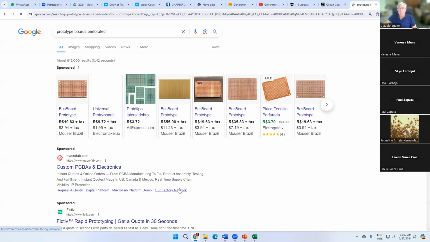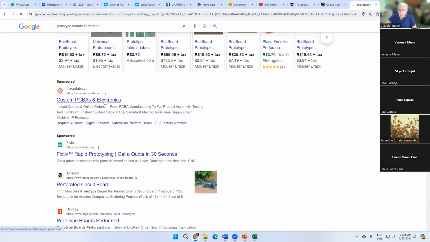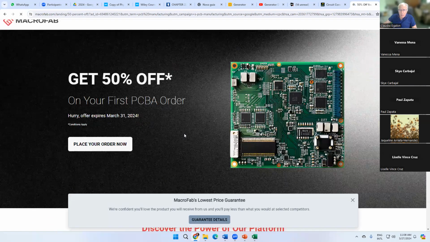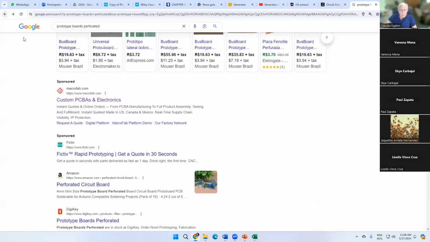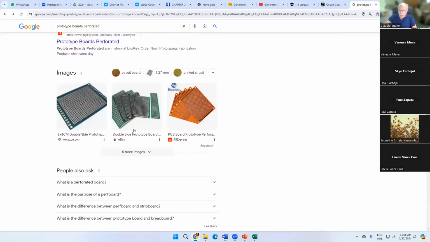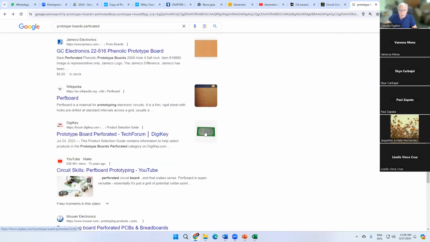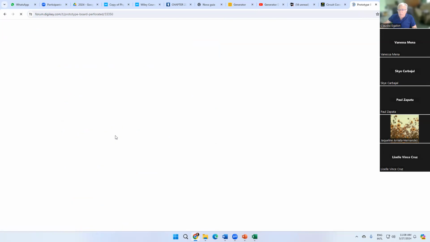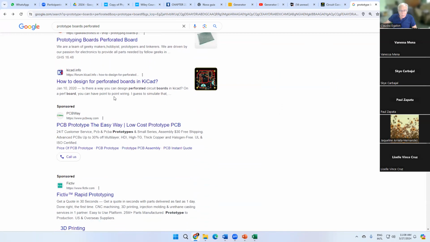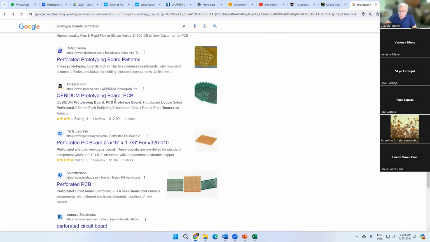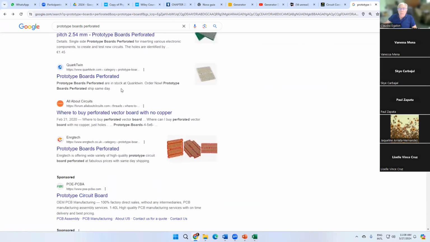Perforated. Let's see, I don't want those. That's not the one I want. Perforated circuit board. Oh boy, where is it? Is that the one? Nope. Unfortunately, for some reason they're not showing the board. Maybe this one.